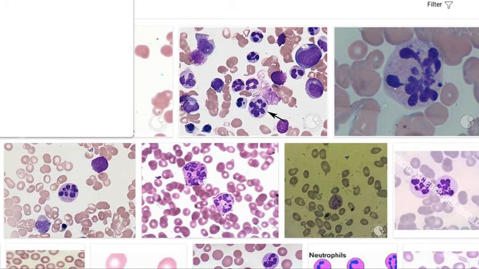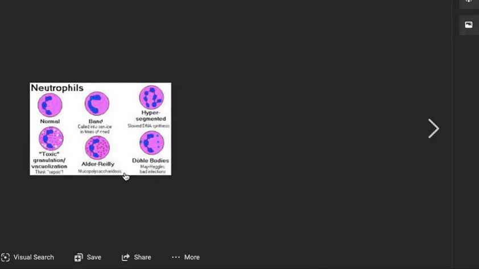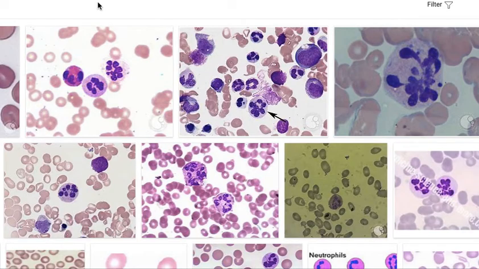Then, by the way, one photograph we see over here: this is a neutrophil, and the nucleus is fine, but see, small dots are present, right? So this is toxic granulation. When you find this in the neutrophils, it occurs in bacterial infections, or after burns, or after poisoning.